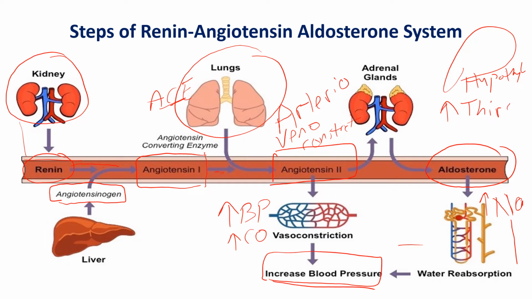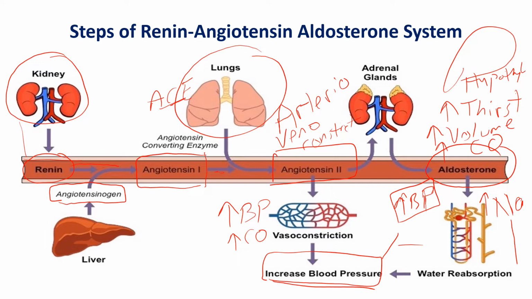So you want to drink more water. By doing that, if you increase thirst, you're drinking more water, so you are increasing volume, or in other words, increasing cardiac output. By doing that, you're increasing blood pressure. Same thing. So the end result is to increase blood pressure. All right.